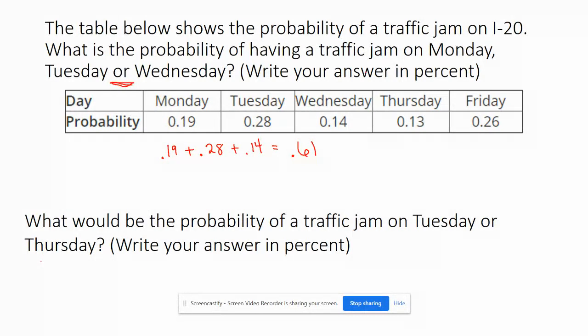Now, I have to change this to a percent, since we're to write the answer as a percent. I already have the decimal, so all I do is move this decimal 2 places, and this is 61%.